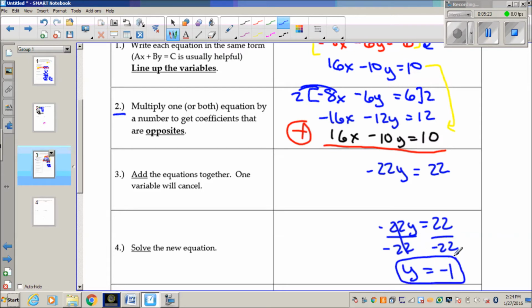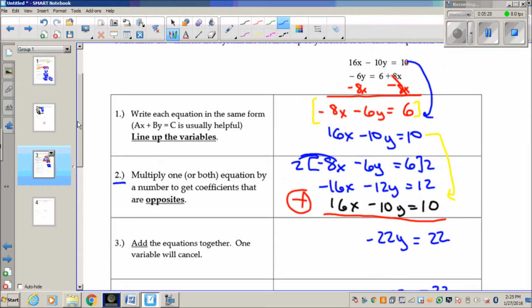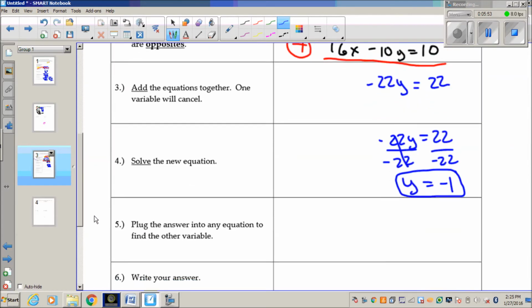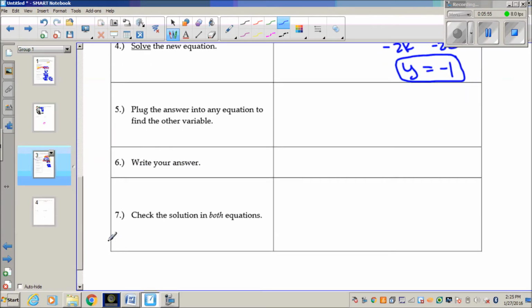Okay, so even though the initial equation seemed a little complicated, it's pretty easy to get the y value. First, I rearranged the equation so the x's and the y's and the equal signs and the numbers lined up. Then I multiplied one of these equations by 2 so that the coefficients are opposites. Now that I know that y is equal to negative 1, step 5 is to plug it into either equation. It doesn't matter which equation I pick. Either one will give me a good value of x. So I'm simply going to use the second equation.